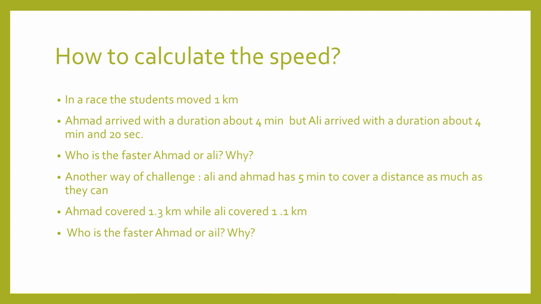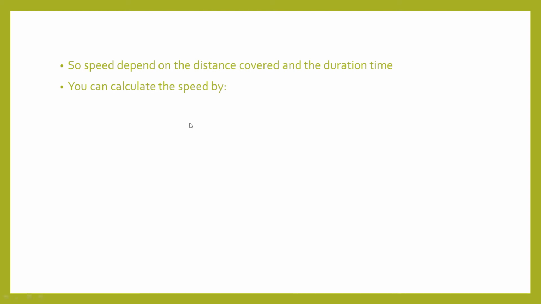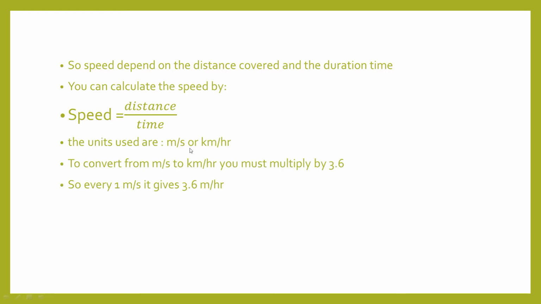There is another name for speed called velocity, represented by V. So speed depends on the distance covered and the duration of time. So you can calculate the speed by: speed is equal to distance divided by time. This is the rule of the speed. So if I ask you to calculate the speed, you will write this formula and start to solve it using the given data.